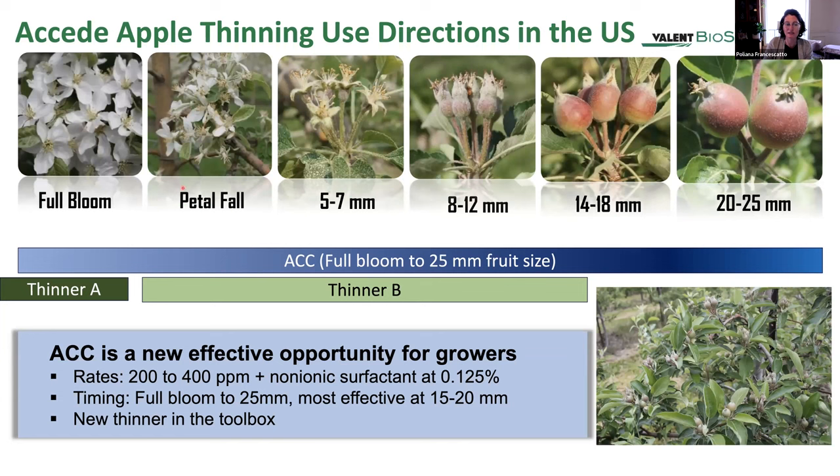We're starting to do some full bloom applications now, and we see thinning from full bloom. But when I look at the efficacy of the product when applied from petal fall to 25, I can see that the ACC is most effective at 15-20 millimeters, then petal fall, and then 8-12 millimeters. So there is more efficacy at petal fall than at 8-12. These are the trials we've done in other countries. We're going to do trials this year in the US. It's a new effective opportunity for growers. The rates are going to be from 200 to 400 ppm. Again, as for Maxcel and for NAA, we see differences between varieties. Some varieties respond better than others, so we have to take that into account.